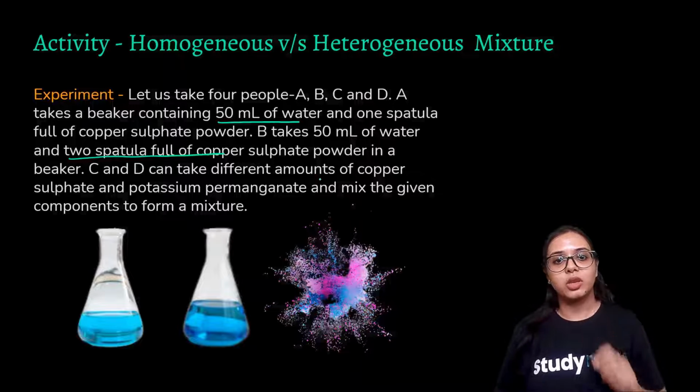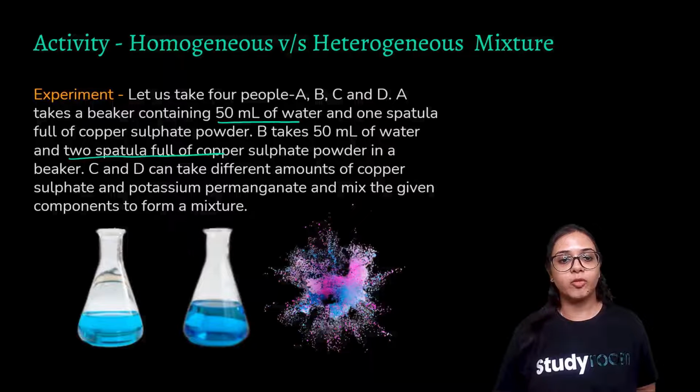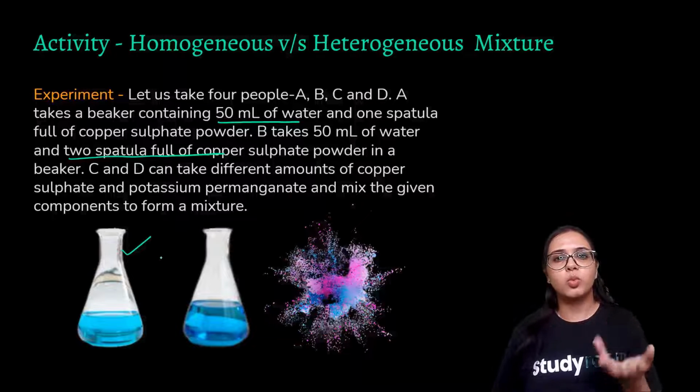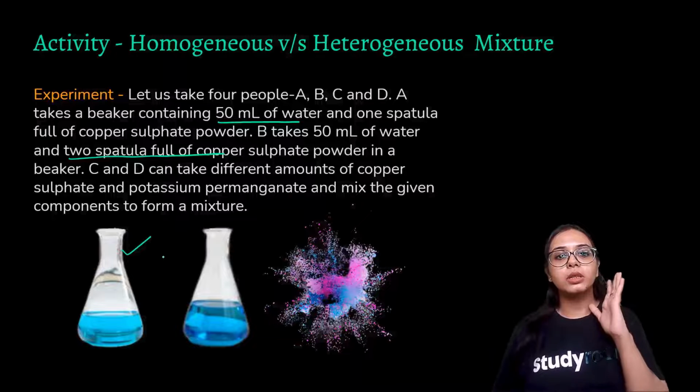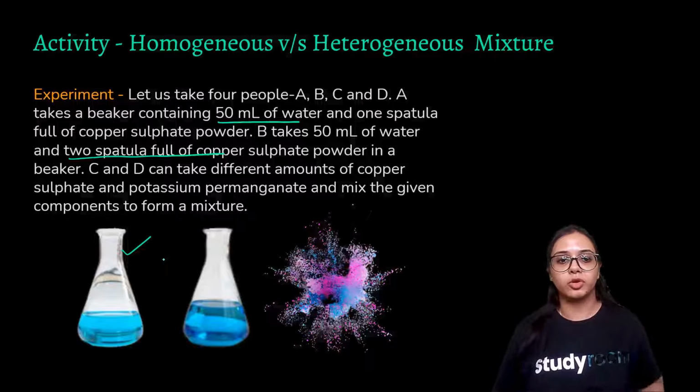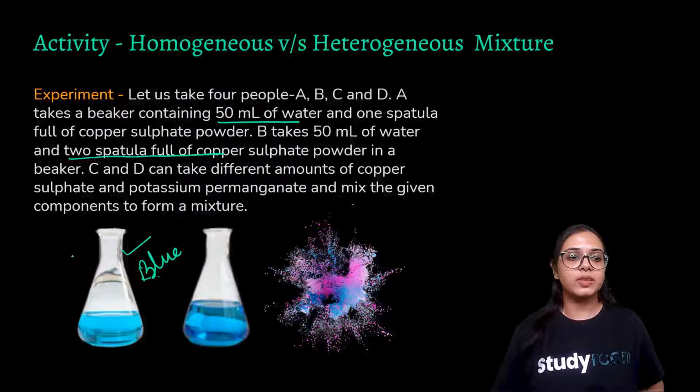So what we have here is one person who has taken a 50 milliliter beaker and one spatula, one spoon, full of copper sulfate powder, and has mixed that copper sulfate powder into the 50 milliliter of water. You know that when copper sulfate powder is dissolved into water, we get a blue mixture. So person A gets a blue mixture.